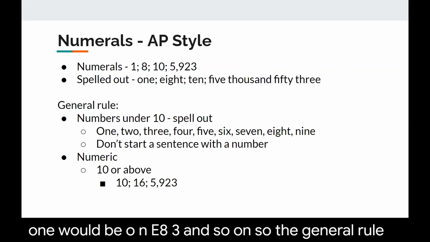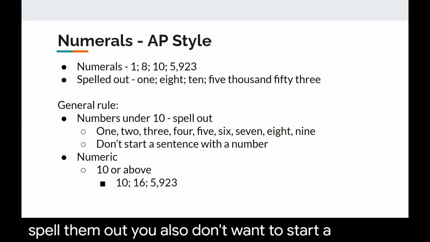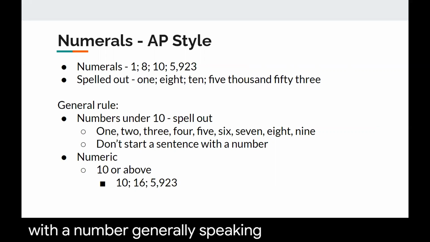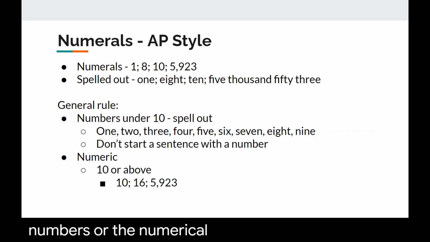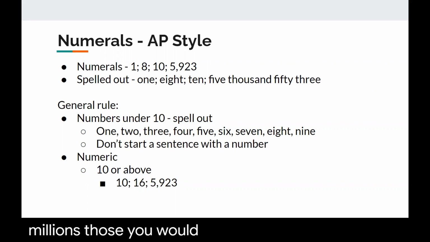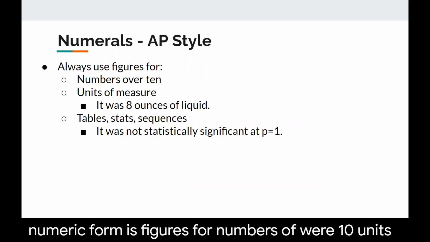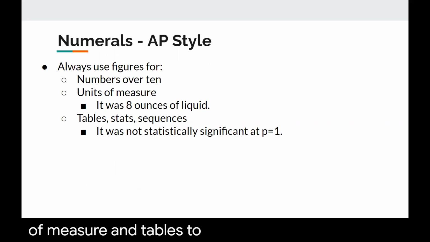The general rule in AP style is that for numbers under 10, you're going to spell them out. You also don't want to start a sentence with a number, generally speaking. You can use the numeric form of numbers 10 or above. So anything from 10, 16, anything into the millions, those you would typically want to use numeric form. You should always use figures for numbers over 10, units of measure, and tables, statistics, sequences, things of that nature.